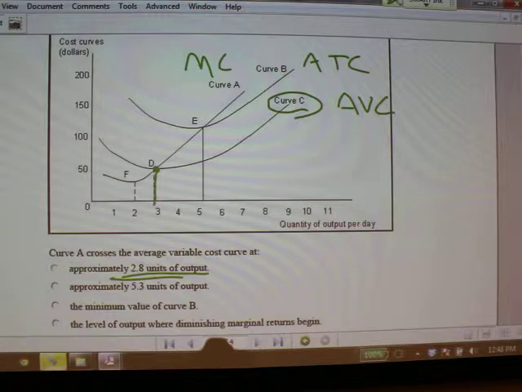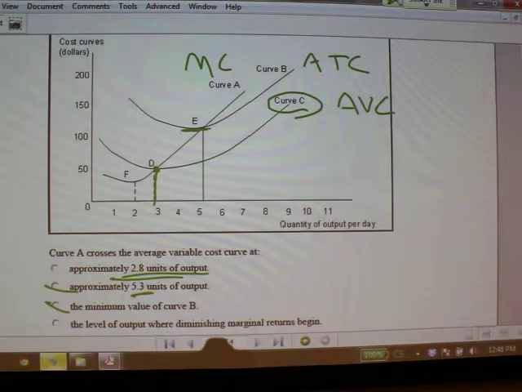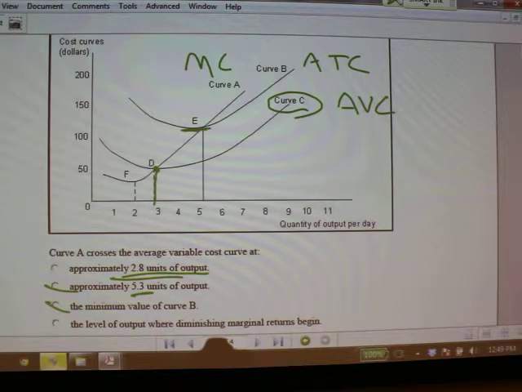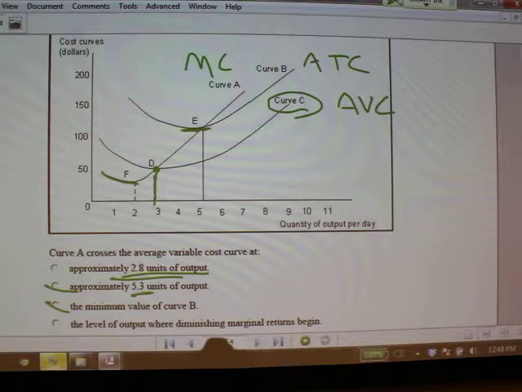But let's check the other ones. Approximately 5.3? No. The minimum value of curve B, which would be here? No. The level of output where diminishing marginal returns begin? This is a tempting answer, but it's not true because that occurs here. We have increasing returns up till here, and then we have diminishing returns after 2. So this is not the right answer either. Only A is correct.